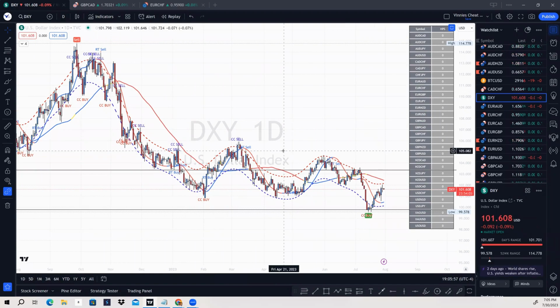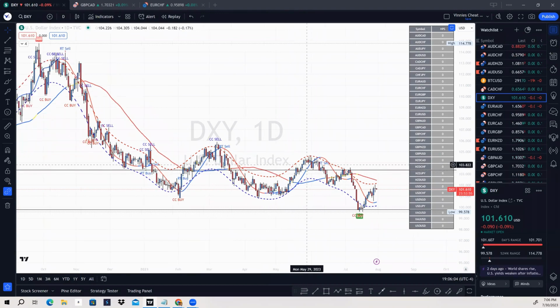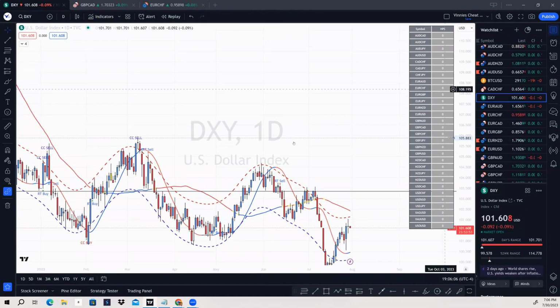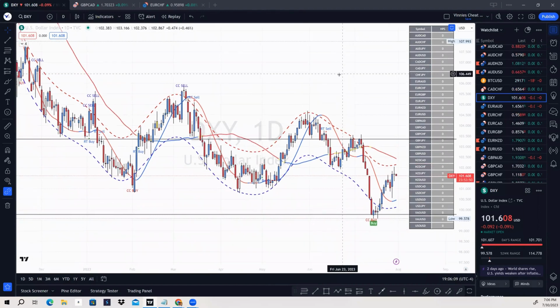Okay. So on the indicator, we have an upper and lower band. The upper band is in red. Let me make it bigger so you guys can see. And the lower band is in blue. Now, the only time that we are looking for trades is when price goes outside of the band. So whenever price goes outside of the upper band, we're going to get a CC sell, which stands for cheat code sell. And when price goes outside of the lower band, we're going to get a CC buy, which stands for cheat code buy. Those are the only trades that we are looking to take.